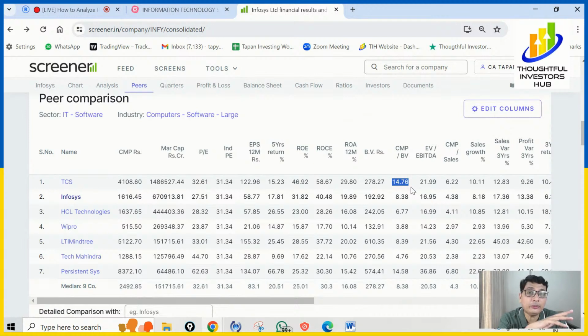Current CMP divided by book value, which is TCS is much more on a higher side. You can see that it is almost 14.76, much more on a higher side. Infosys is 8.36, HCL is 6.7, and Persistent is 14.58.